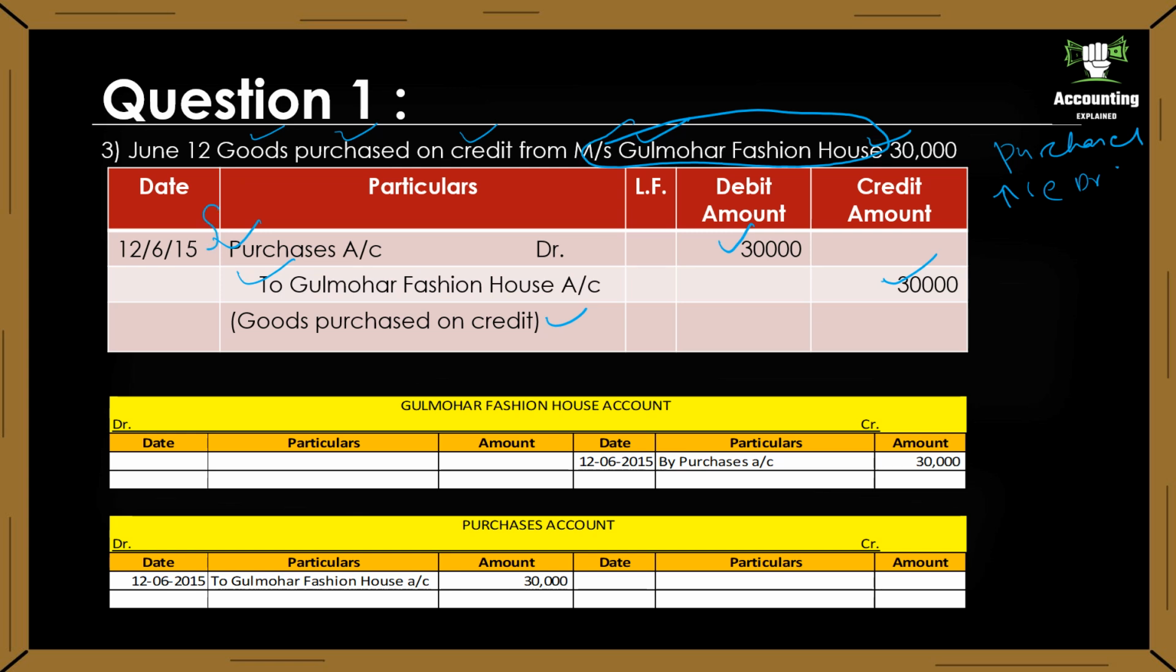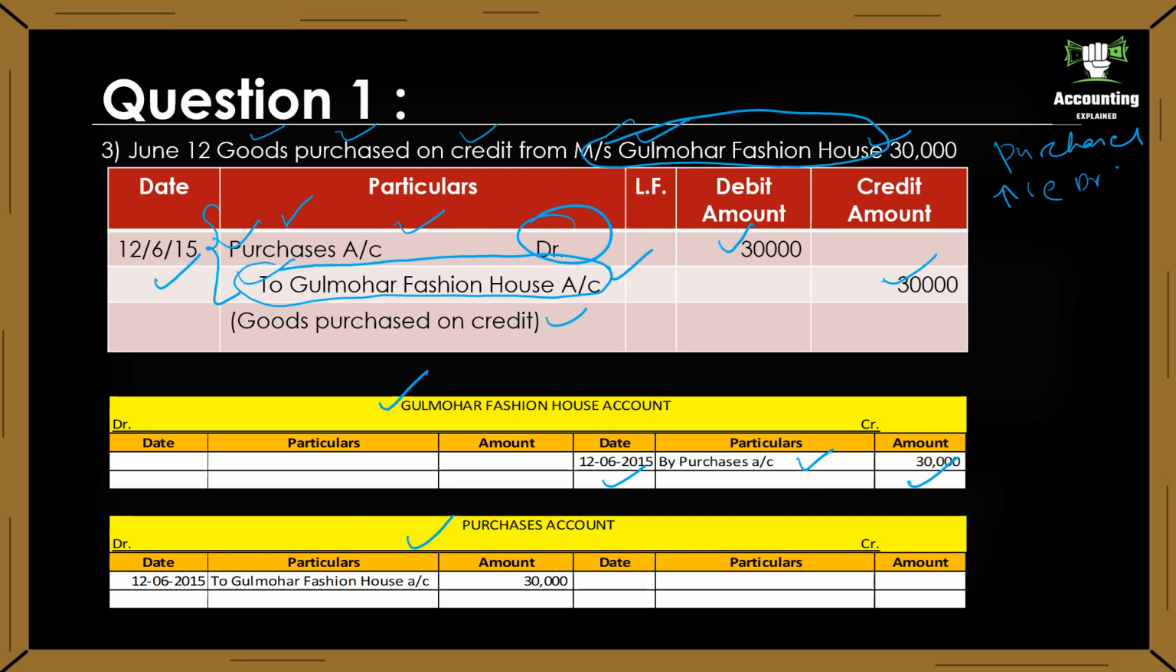Now two accounts are involved here, purchases account and Gulmohar Fashion House. We have to open these two accounts newly because we have not already opened them. So now Gulmohar Fashion House account and purchases account we have opened. First we will see Gulmohar Fashion House account. What is the opposite of Gulmohar Fashion account? Purchases account. What we have done in the journal entry, we have debited the purchases account. So now we have to credit it in the ledger. On 12th June 2015, on the credit side, you are writing by purchases account 30,000.